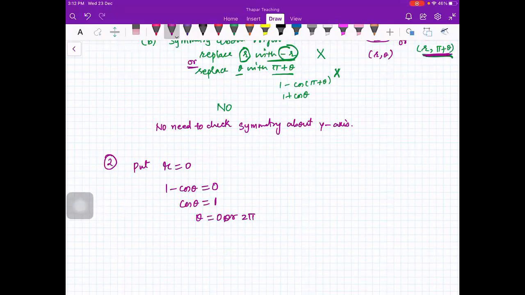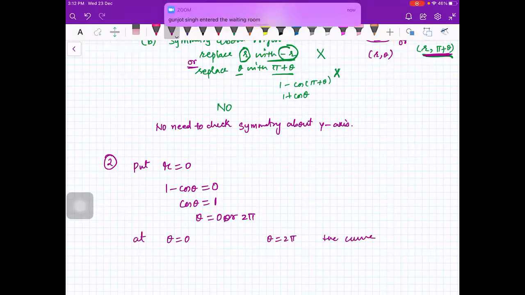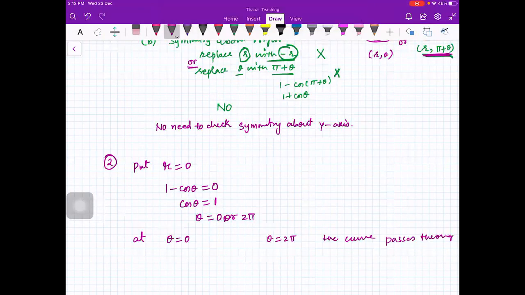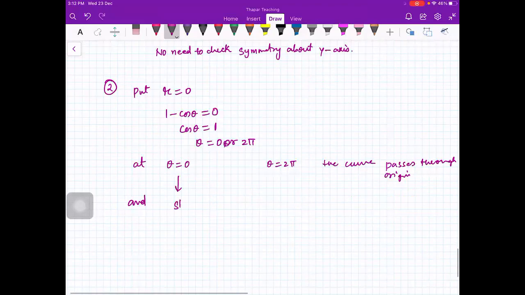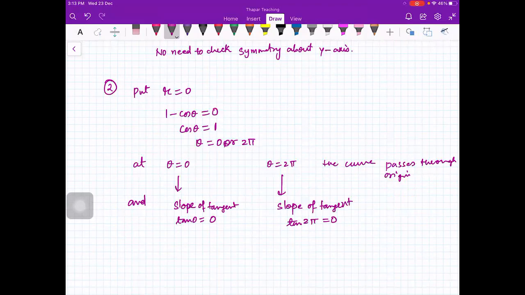Okay, so it means that at theta equal to 0 and theta equal to 2 pi, the curve passes through the pole, and the slope at this point is tan 0. What is tan 0? 0. And at this point, the slope of the tangent is tan 2 pi, which again is 0, right? Okay, so we got this information. We will use this when we plot.